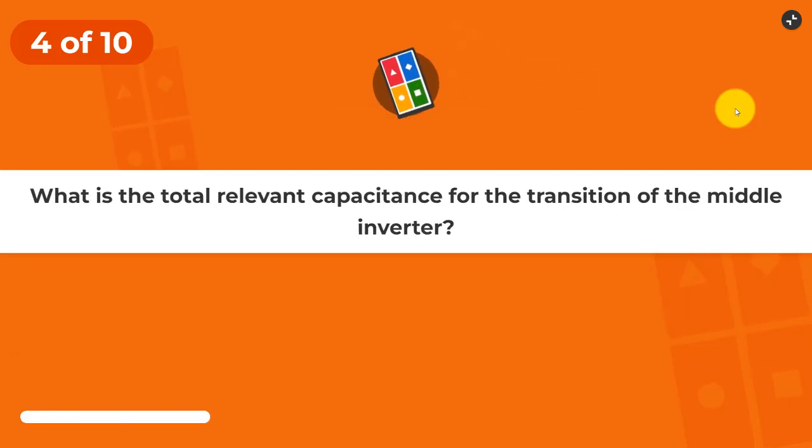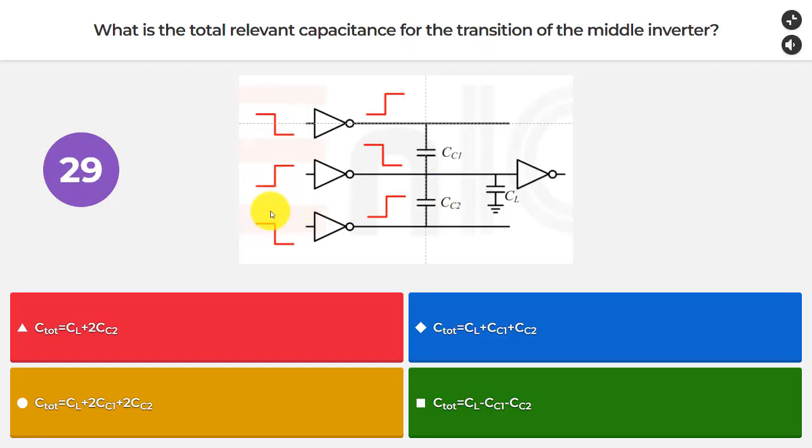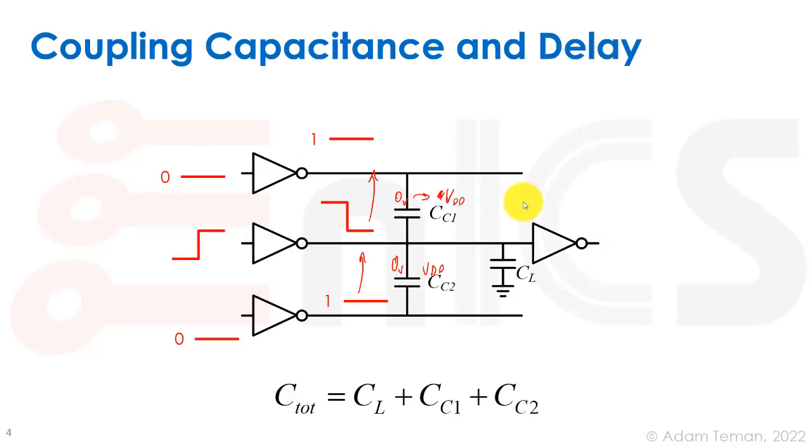With that, I'll give you a different example, and again, what is the total relevant capacitance for the transition of the middle inverter? And in this case, all three of them are toggling. While this one is toggling one way, causing a toggle because it's an inverter to the other direction on the other side, the other two are toggling in the opposite direction. And what we're actually going to get is CL plus 2CC1 plus 2CC2. And let's see why that is going to be.